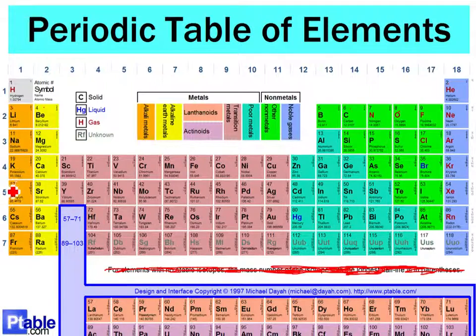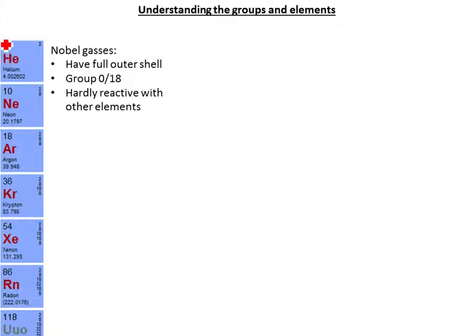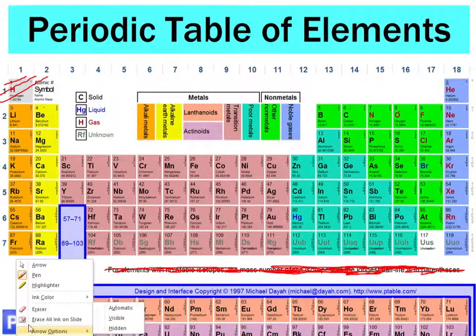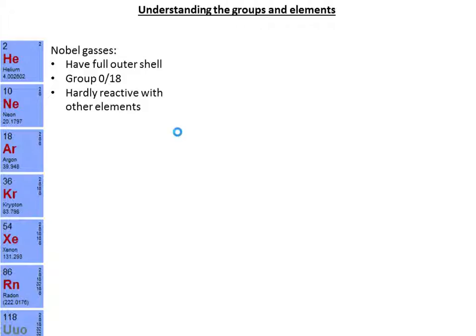So here are the alkali metals, and here are the noble gases. So first, noble gases. Noble gases have a full outer shell. Ignore hydrogen, it's not part of the noble gases. Nope, sorry. Ignore what I just said now. We'll come back to that in just a second.